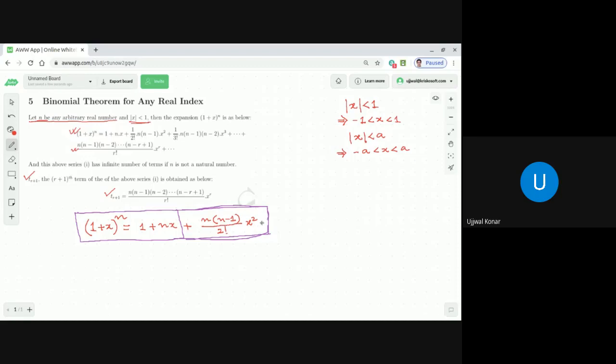You got my point, dear students, what I'm talking about? So this is very important from a physics numericals point of view. This is what I wanted to discuss about the binomial theorem for any real index. Now, there are some special cases, so let me discuss those special cases here, dear students.